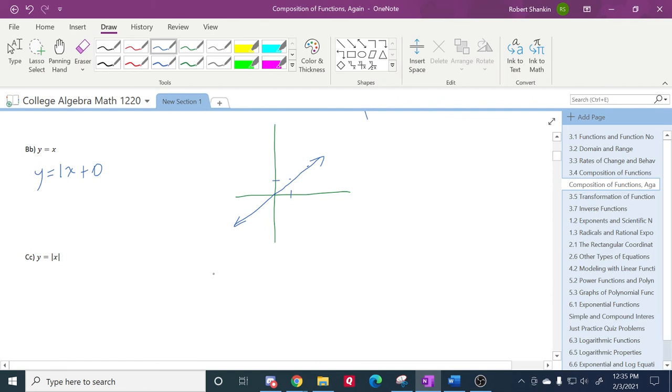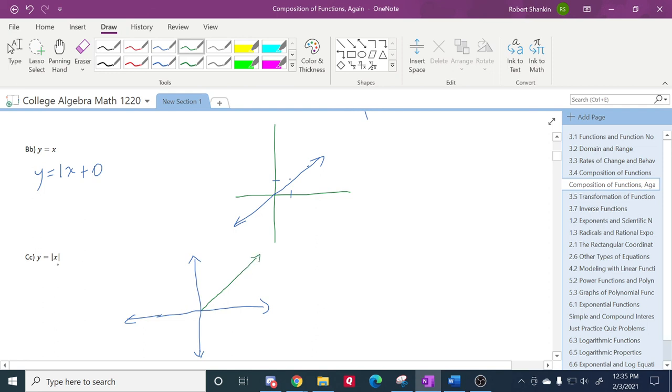And the next one, the absolute value of x. Alright, now this one is going to look just like this one over on the right. Because if the input is 1, the output's still 1. The input is 2, the output's still 2.